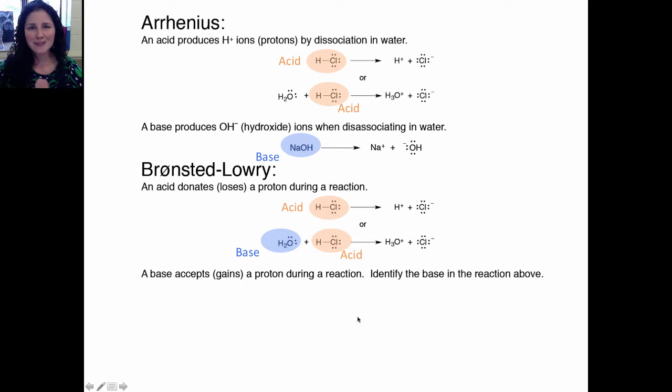The Bronsted-Lowry definition for acids and bases also spurs the concept of conjugate acid-base pairs. A conjugate pair is any two things that differ by only a proton. For example, in the second reaction here, hydrogen chloride and chloride ion differ only by one proton. Therefore, they are a conjugate pair. Water and hydronium ion, or H3O+, also differ only by a proton. Therefore, these two things are conjugate pairs.